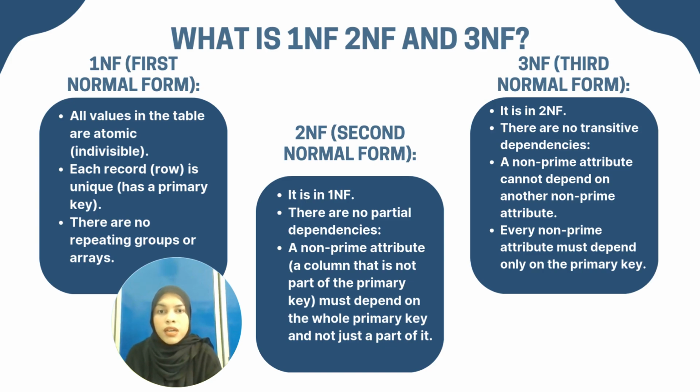Second normal form. This is in 1NF. There are no partial dependencies. A non-prime attribute, a column that is not part of the primary key, must depend on the whole primary key and not just a part of it. Third normal form. It is in 2NF. There are no transitive dependencies. A non-prime attribute cannot depend on another non-prime attribute. Every non-prime attribute must depend only on the primary key.